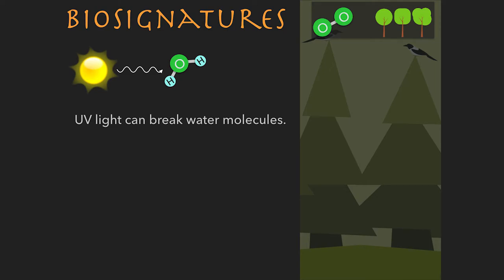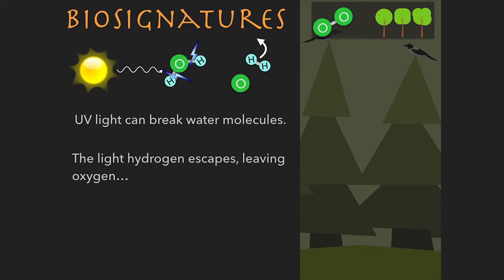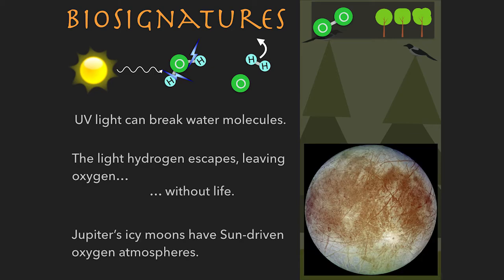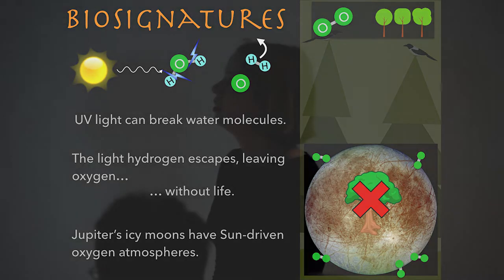In particular, ultraviolet light from the star can break apart water molecules into oxygen and hydrogen. Now, a planet with the mass of roughly the Earth can't hold on to a gas that is as light as hydrogen. So in this case, the hydrogen escapes and you get left with an oxygen atmosphere without life. And again, we have an example in our own solar system. The Jovian moons have tenuous oxygen atmospheres, and that's because the UV is breaking apart the ice with water molecules on the surface. The hydrogen is escaping and you're left with the oxygen, but definitely no trees.